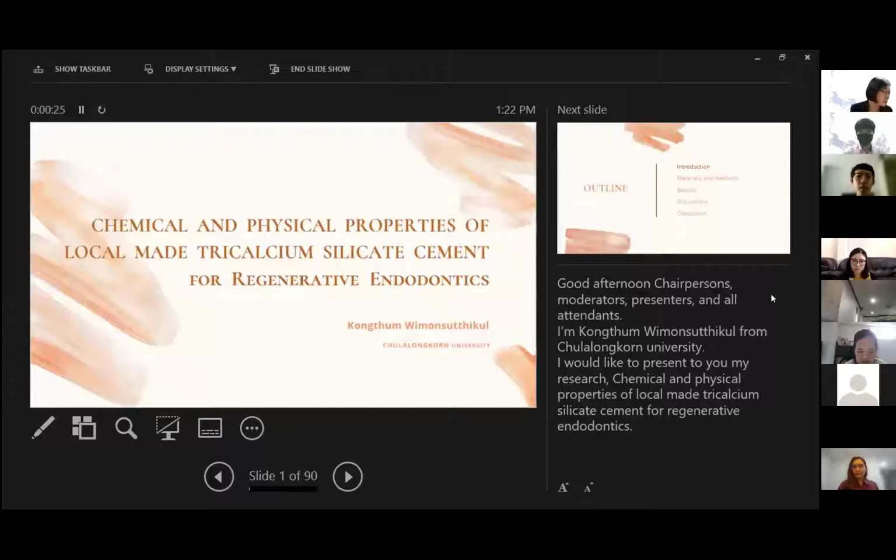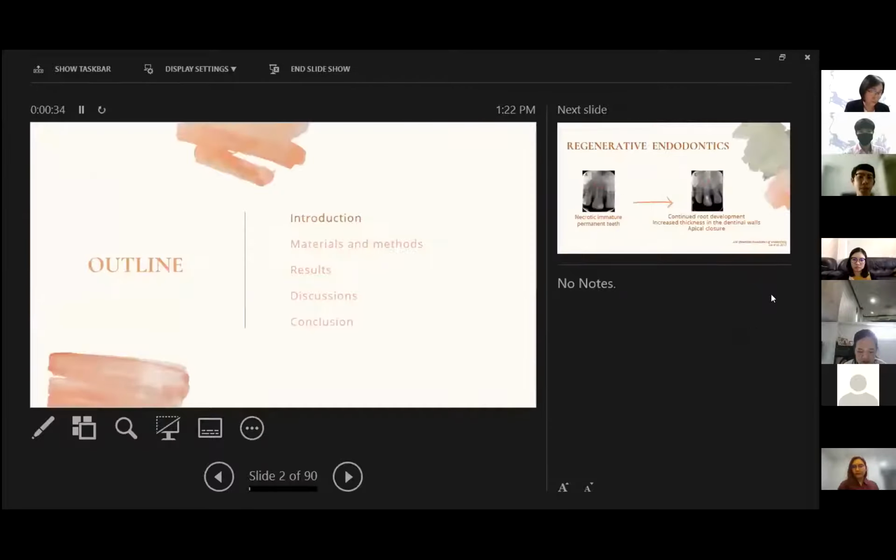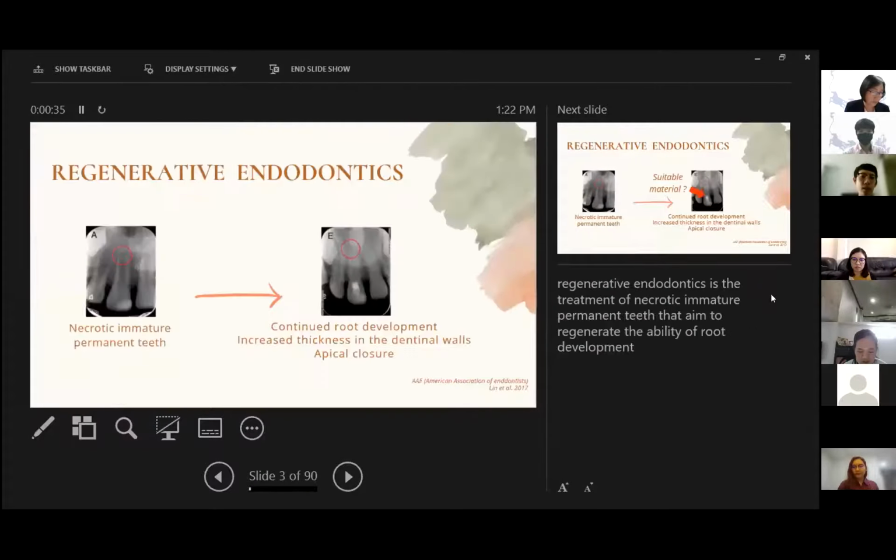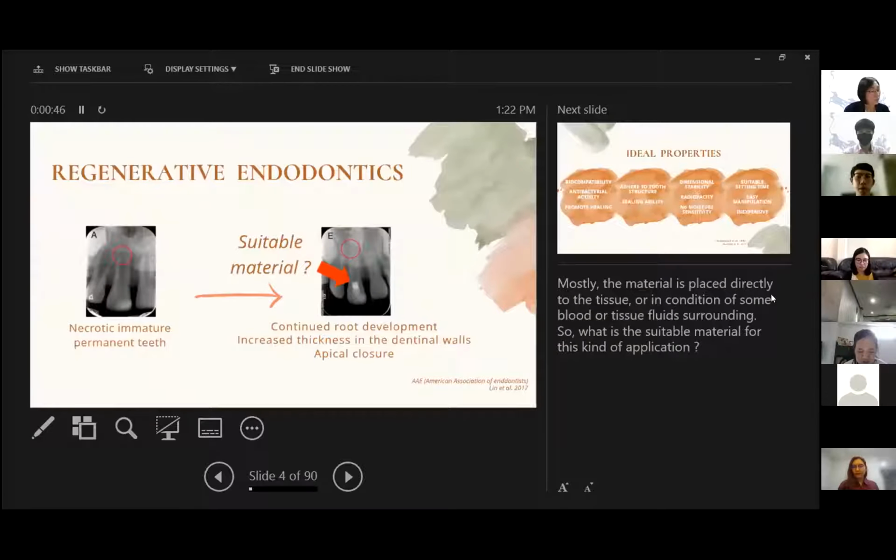I'd like to present to you my research, chemical and physical properties of local-made tricalcium silicate cement for regenerative endodontics. Introduction. Regenerative endodontics is the treatment of necrotic immature permanent teeth that aims to regenerate the ability of root development. Mostly, the material is placed directly to the tissue or in condition of some blood or some tissue fluid surrounding.